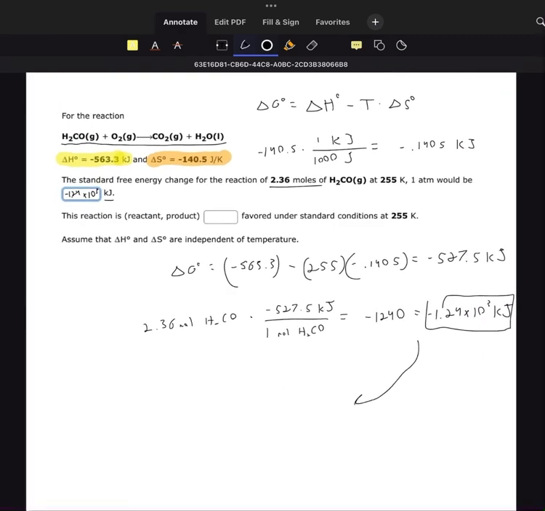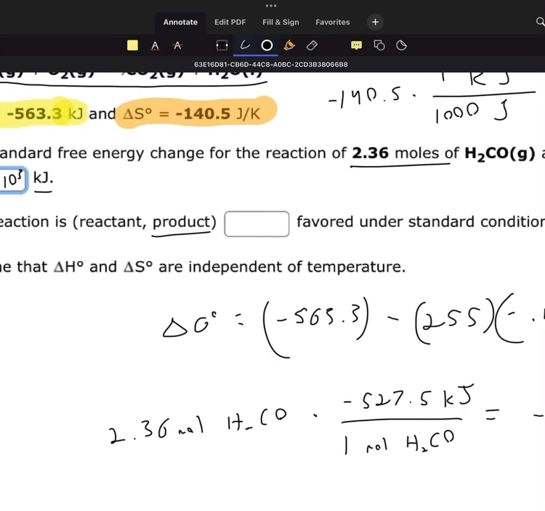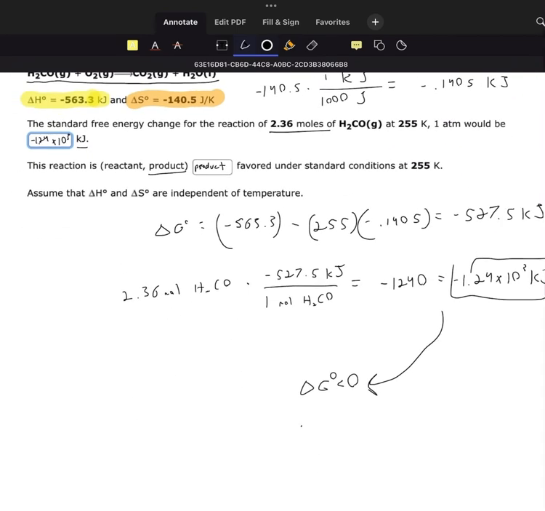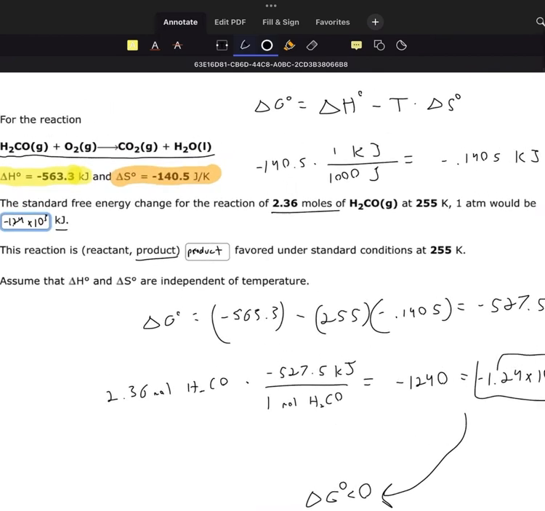And then since this delta G is negative, this means this reaction will be product favored. Now, if this reaction's delta G was positive, it would be reactant favored. And that is the answer to this problem.